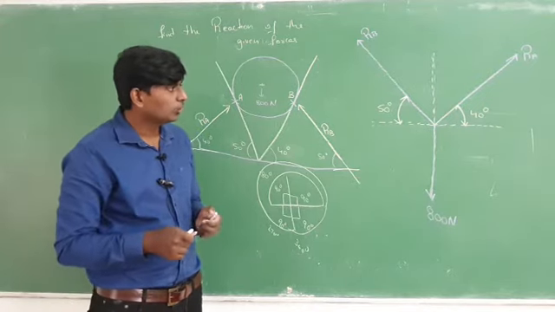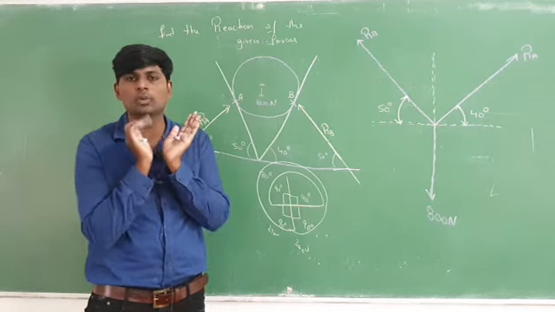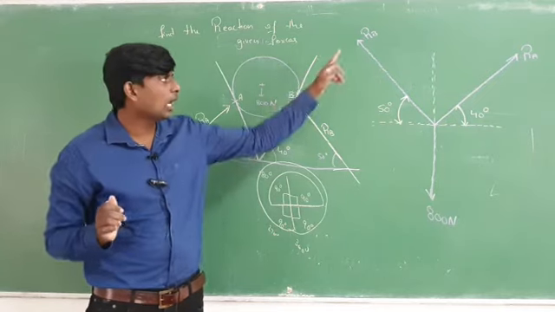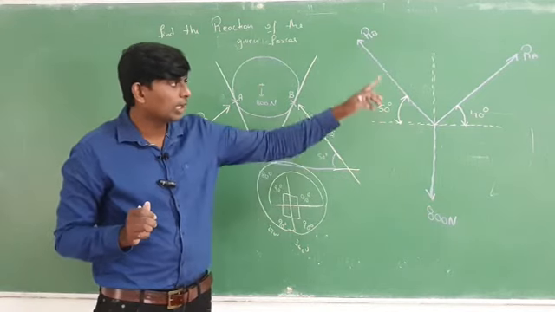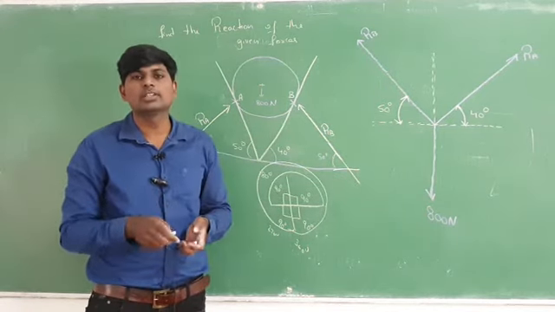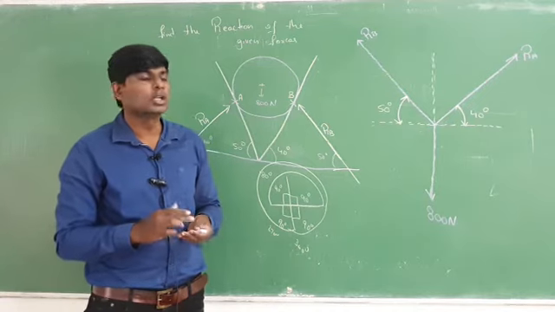So here first try to find out how much angle is there between the forces: between RA and RB, between RB and W, and between W and RA. First try to find out those angles. If you know those angles, easily you can find out the remaining things.